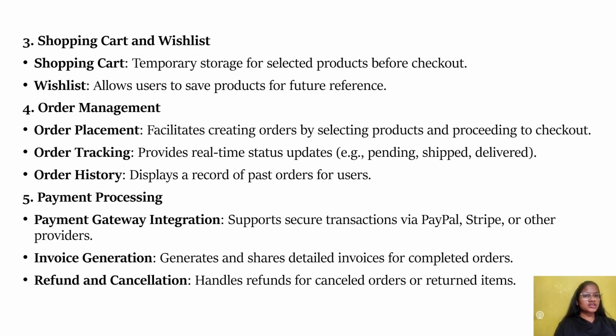Shopping cart and wish list. Shopping cart: temporary storage for selected products before checkout. Wish list allows users to save products for future reference. Order management. Order placement facilitates creating an order by selecting products and proceeding to checkout. Order tracking provides real-time status updates, for example pending, shipped, delivered. Order history displays a record of past orders for users.